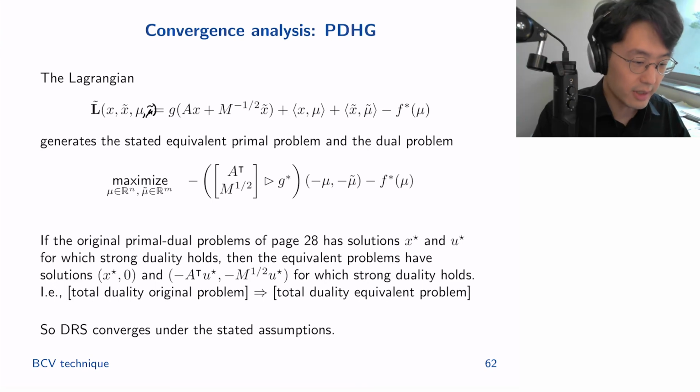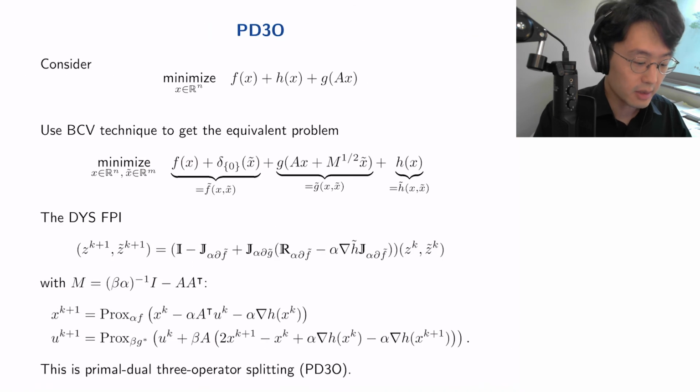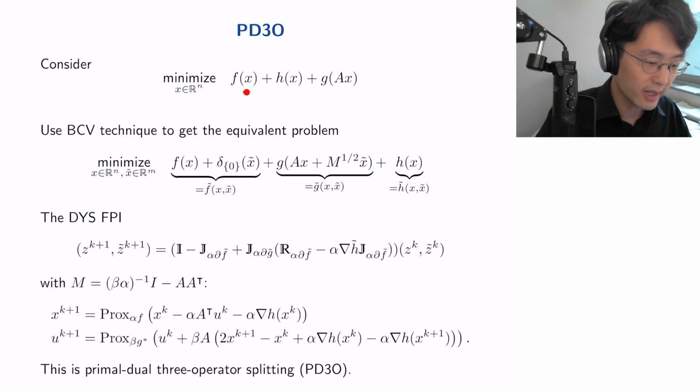Using the BCV technique, we provided an alternate derivation of PDHG. Next, let's use the BCV technique to derive a new method called PD3O. We consider the optimization problem of minimizing f of x plus g of Ax plus h of x. Here we assume that of course f and g and h are all CCP functions, but we furthermore assume that h is a differentiable function. This is in fact the same exact problem setup that was considered in the Condat-Vu algorithm.